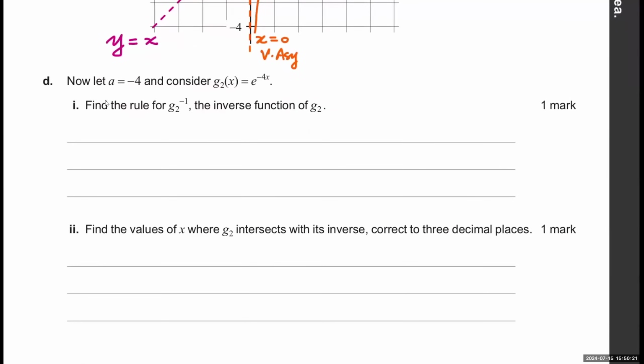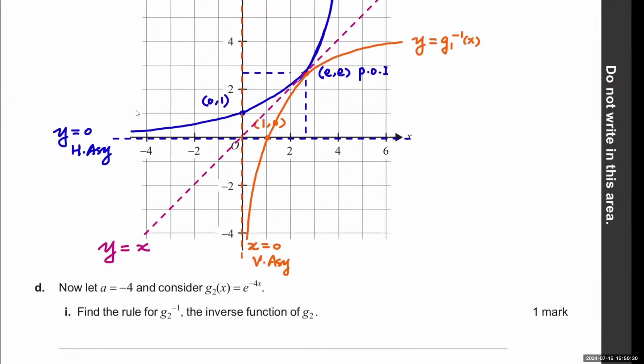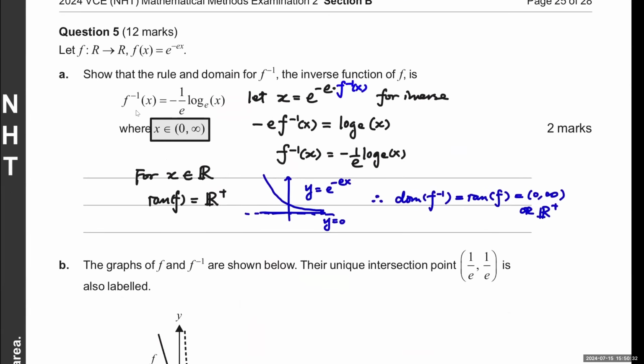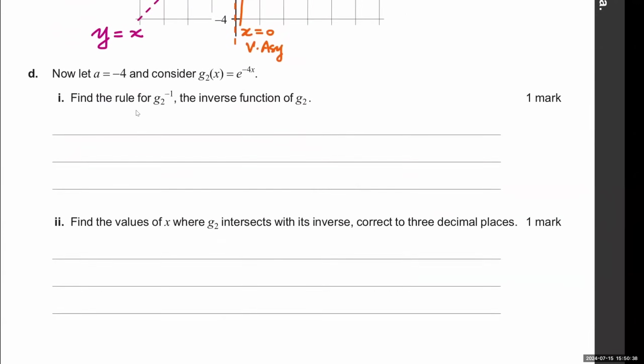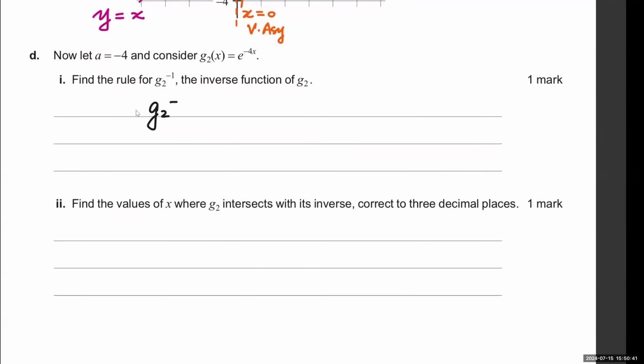Okay, now a equals -4. If you use the previous observation, like this question here, you have a negative e here, then it becomes -1/e. What I'm going to do is g2 inverse of x is -1/4 log e of x, and you can verify this using your CAS calculator. The domain is still x greater than 0.